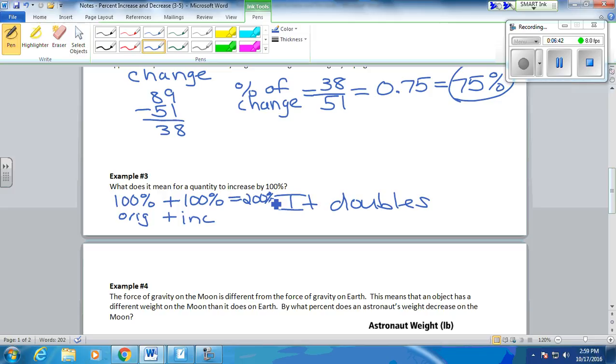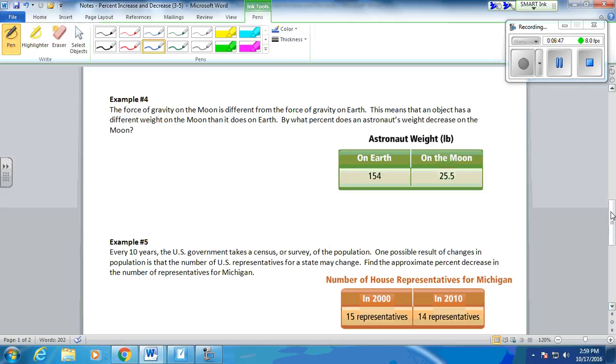Number 4, we'll do that one together, and that'll have you try number 5. Number 4 says that the force of gravity on the moon is different from the force of gravity on Earth. This means that an object has a different weight on the moon than it does on Earth. By what percent does an astronaut's weight decrease on the moon? So the difference here is that instead of talking about an increase, we're talking about a decrease. So the weight on Earth is your original, and on the moon is going to be our new. They're not very specific about that.